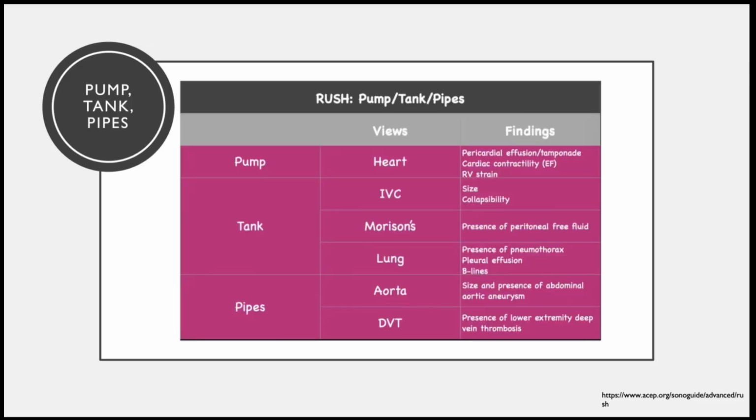A different framework that people use is the pump, tank, and pipes, where pump is your heart. And again, you'll be looking for similar findings there. The tank is your IVC, looking at the size and collapsibility again. You'll be assessing lungs and Morrison's pouch, and then the pipes. Looking at your arteries like the aorta, or assessing if there's a DVT present, if there's a high level of suspicion for a PE.